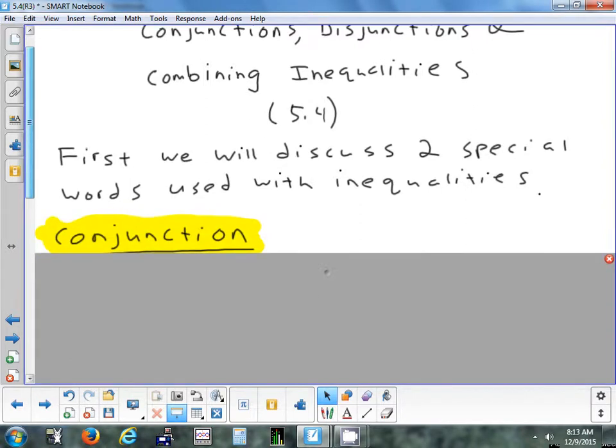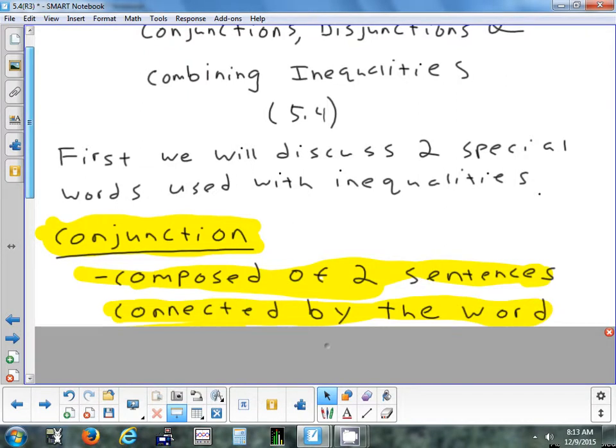Thanks, man. So two special things we're going to look at with inequalities. The first one's a conjunction. Does anybody know what a conjunction is? Even from English, like what word is a conjunction? When it's a word used to connect two ideas, two things. Yep. So it's a single word. Is it and? Yeah, and is a conjunction.